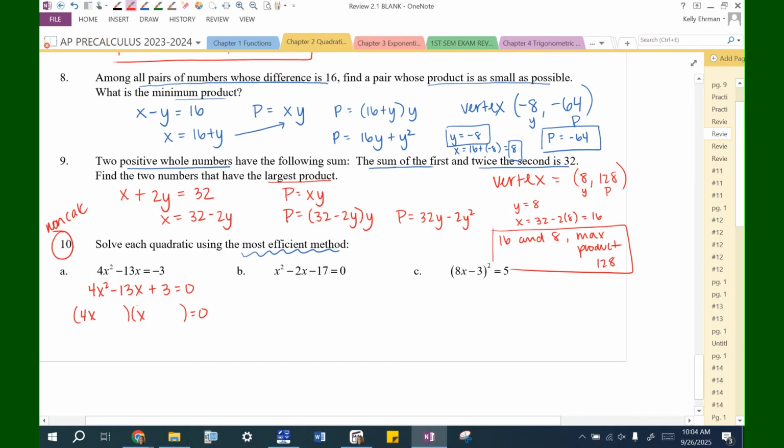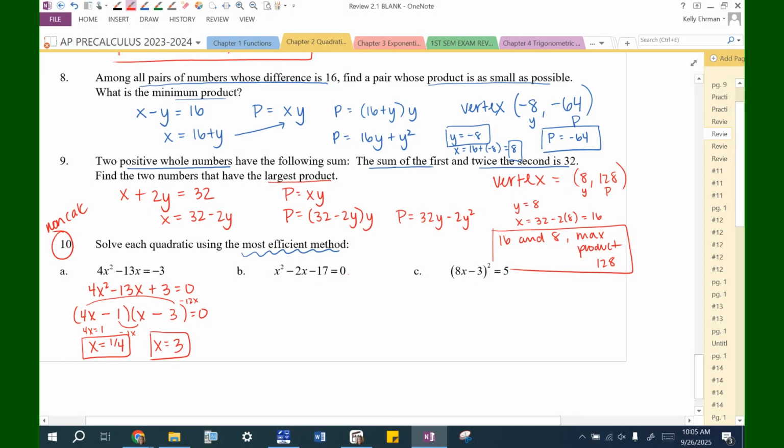If I make it 4x and x, and I make this 3 and 1 in that order, I get 12x and 1x. And those can be negative 13x if they're both negative. That works because negative 1 times negative 3 multiplies to positive 3. So I did not need quadratic formula. If 4x minus 1 equals 0, 4x equals 1, x equals 1/4. x minus 3 equals 0, x equals 3. So those are the two solutions.